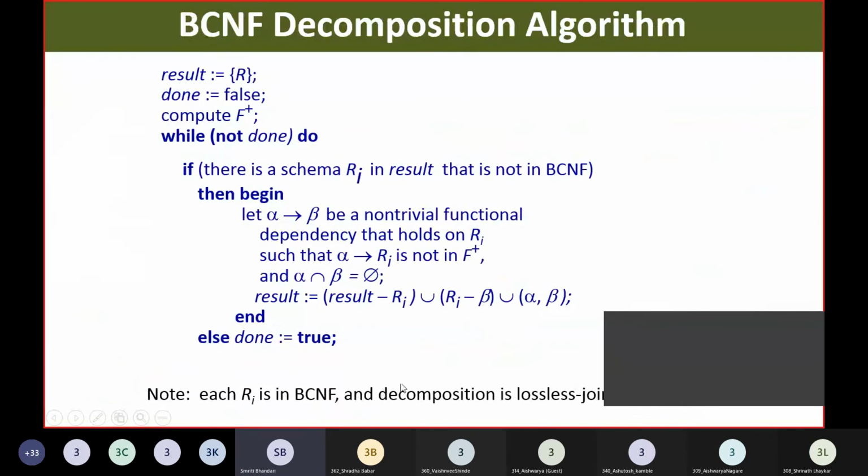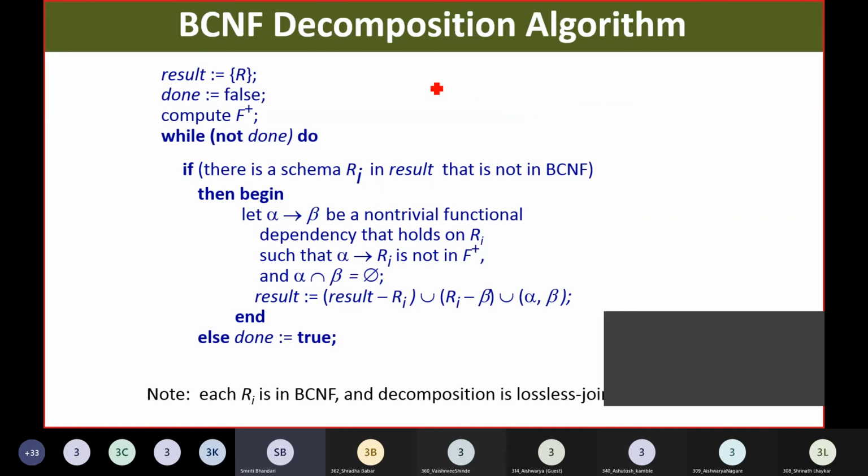So let me proceed with a formal algorithm for BCNF decomposition. So we have here a formal algorithm for BCNF decomposition. Let me go through this algorithm.